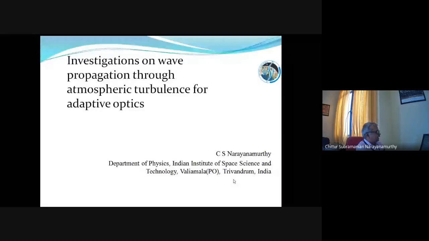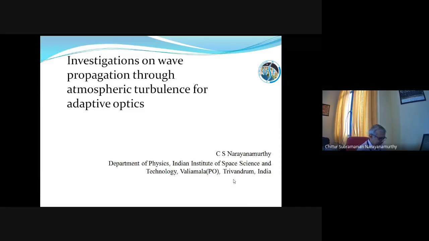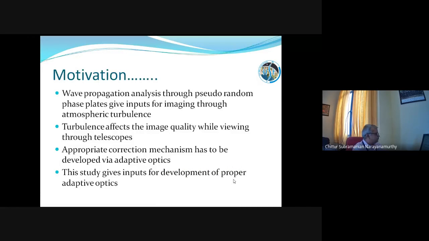Yeah, today I will be talking about investigation on wave propagation through atmospheric turbulence for adaptive optics. The motivation of this talk is that wave propagation analysis through pseudo-random phase space normally gives input of what we are trying to do here: we simulate atmospheric turbulence using a pseudo-random phase plate which rotates with respect to a particular speed. So when the light propagates through that, it can create an atmospheric turbulence similar to what we are witnessing in space.